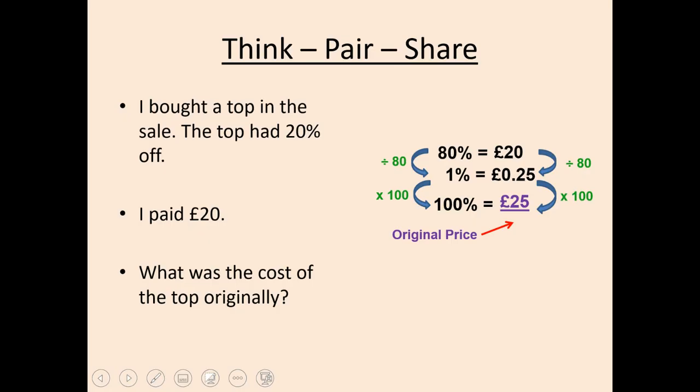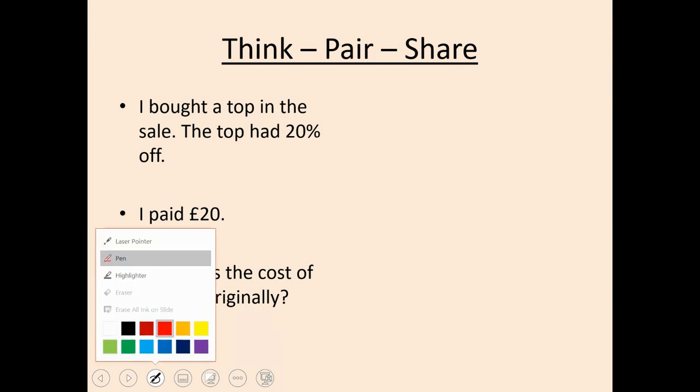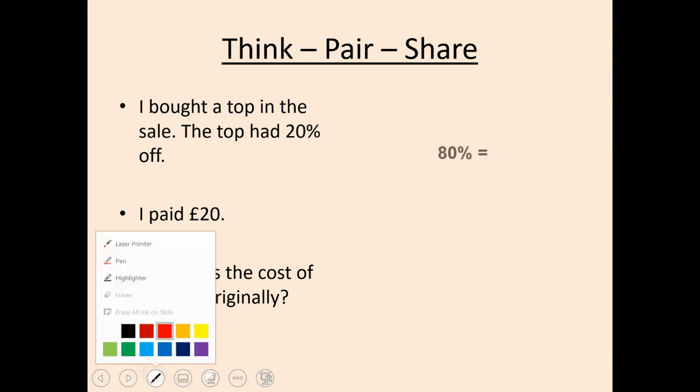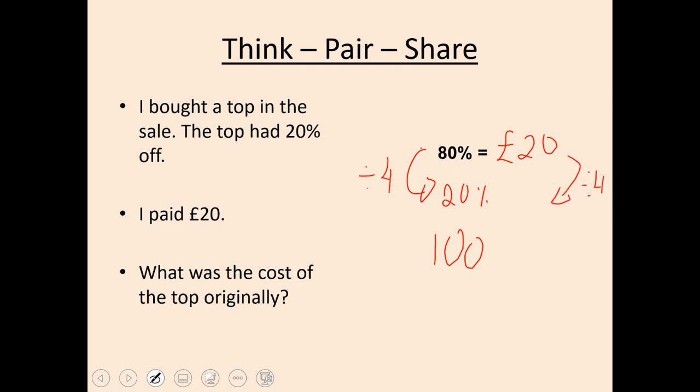Again, you can also make things a bit easier for yourself. If 80% is equal to £20, okay, I can work out 100% by easily working out what 20% is first, right? And that's much easier. I could just divide by 4. Whatever you do on this side, you do to the other. Okay, you can divide both sides by 4, and that'll give you about £5.